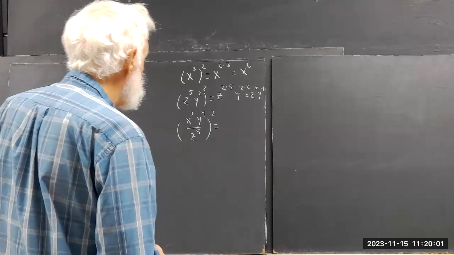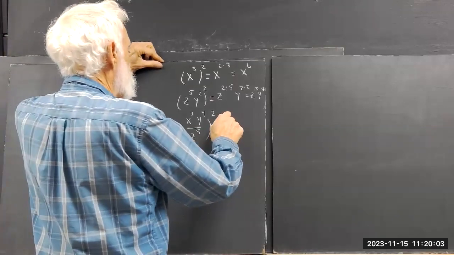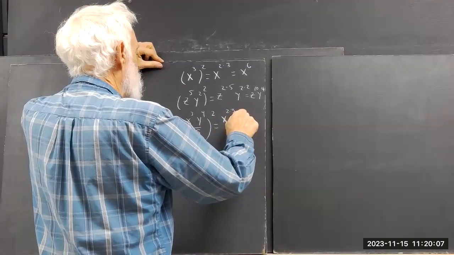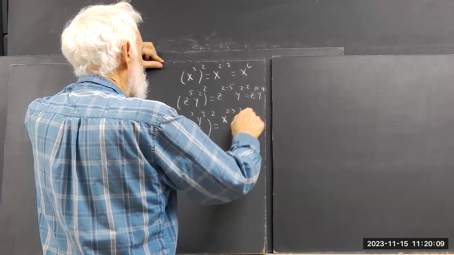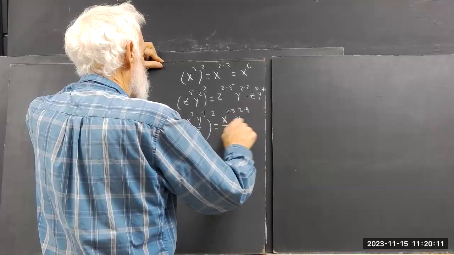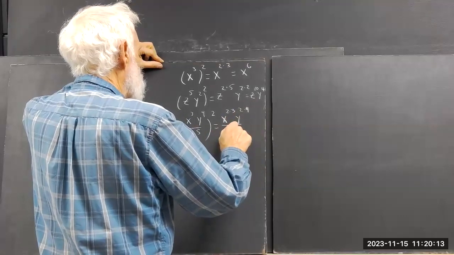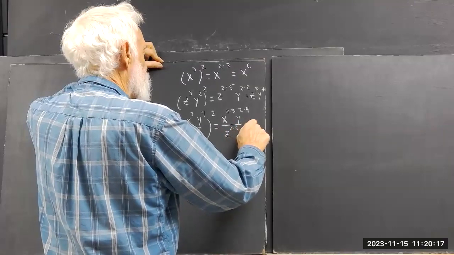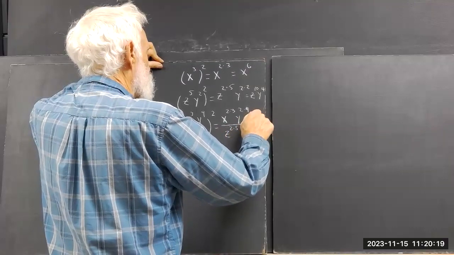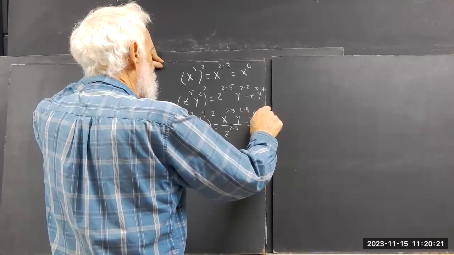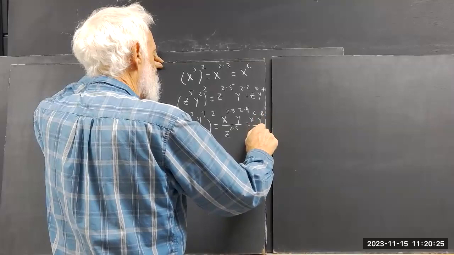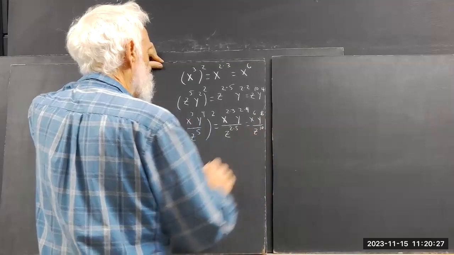This one, you're going to have x to the 2 times 3, y to the 2 times 4, divided by z to the 2 times 5, which is x to the 6th, y to the 8th, over z to the 10th.